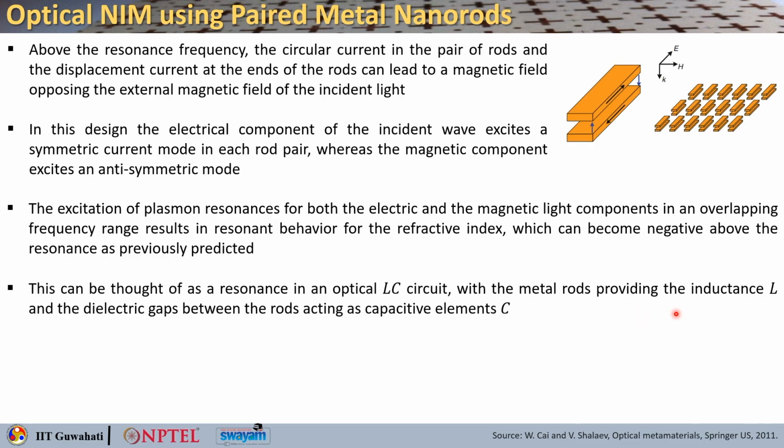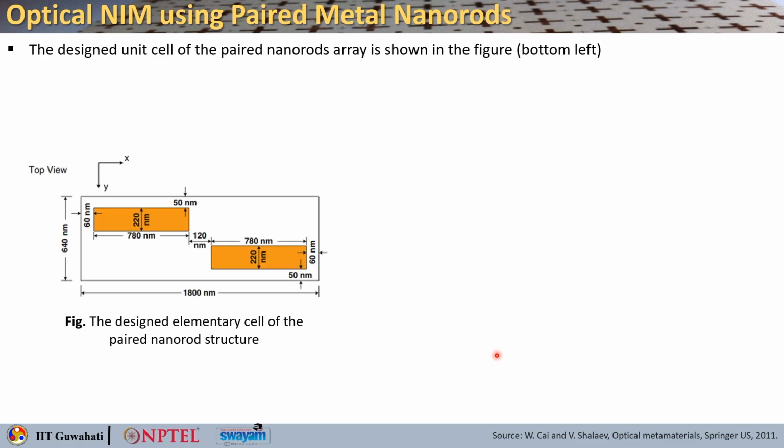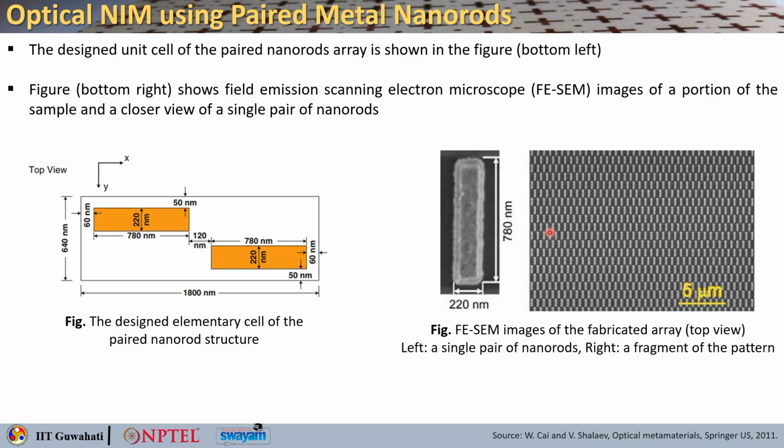So, the metal rods can give you the inductance L, and the dielectric gap between the rods can give you the capacitive element C. This kind of structure can be fabricated using e-beam lithography, right. So, this is the designed unit cell of the paired nanorod array.